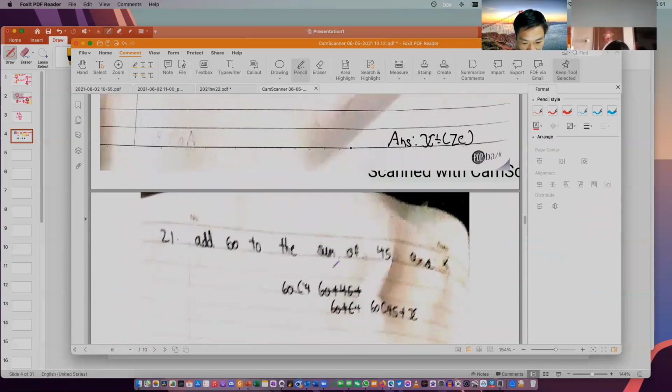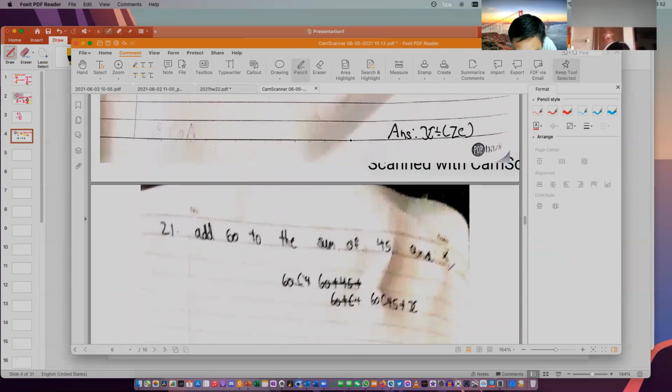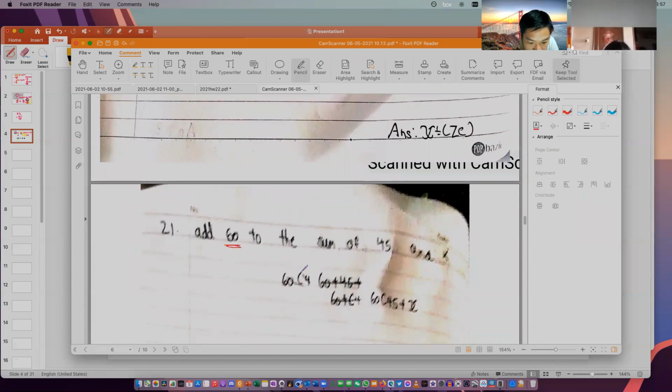Next, add 60 to the sum of this. So add 60 to the sum. So what is the sum of 45 and what? I cannot read this.